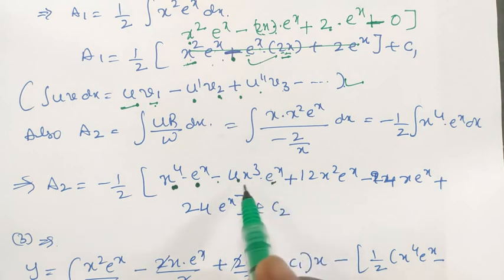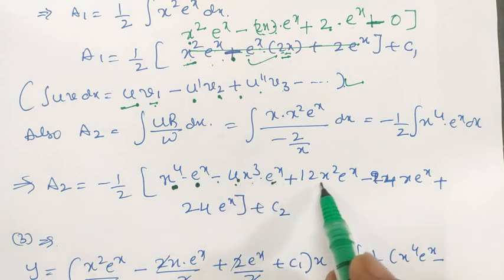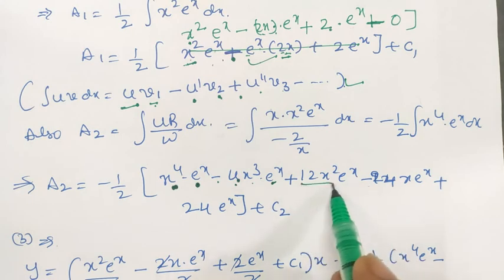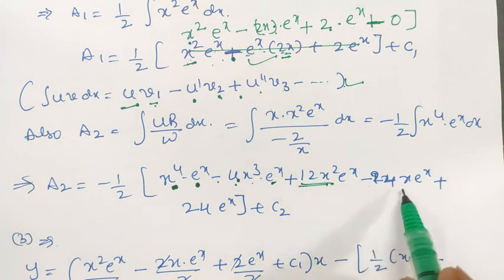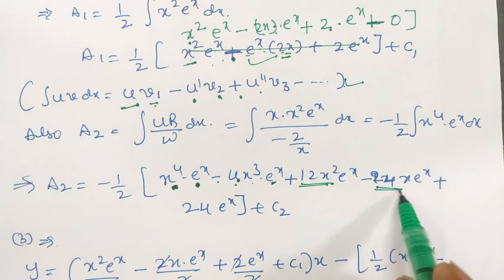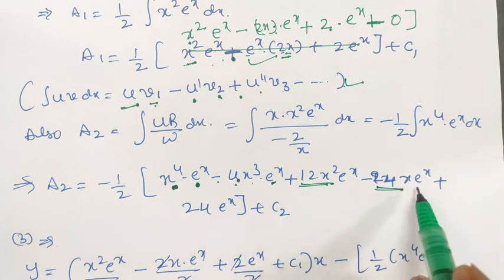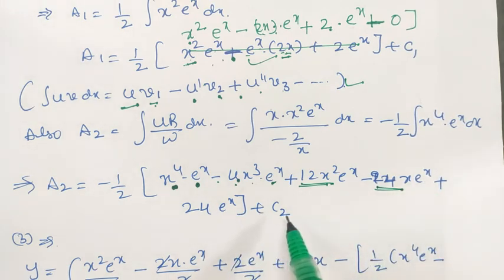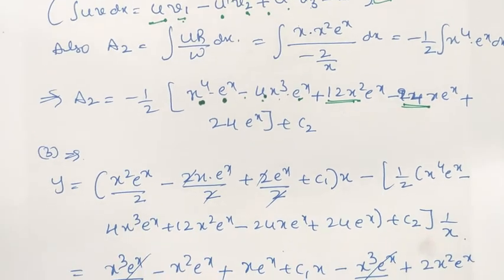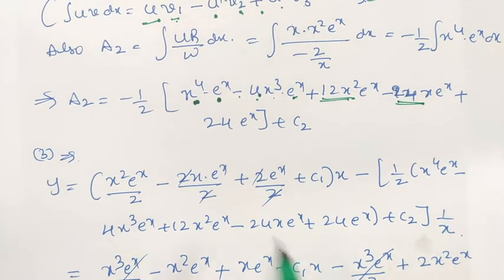Next, differentiation of 4x cube is 12x squared, integration of e raised to x is e raised to x, minus differentiation of 12x squared is 24x, integration of e raised to x is e raised to x. Then plus, alternate sign you have to take. Differentiation of 24x is 24, integration of e raised to x is e raised to x, plus the constant of integration c2.